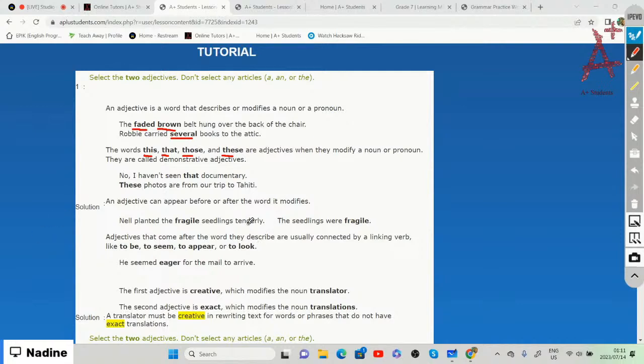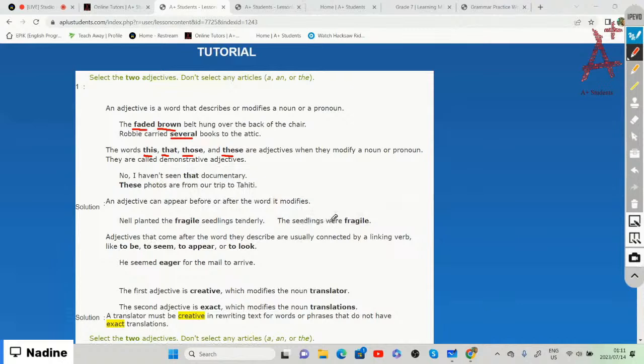Example: Nell planted the fragile seedlings tenderly. So Nell planted the fragile seedlings tenderly, right? And in this case, it is describing the seedlings. So we're saying fragile seedlings, and this is the word that now comes before. But here's another sentence that shows that the word is after the word it modifies.